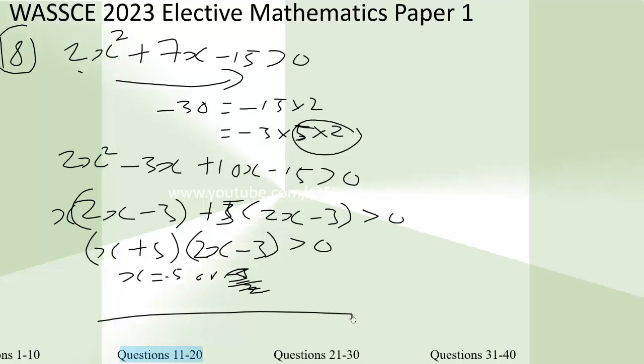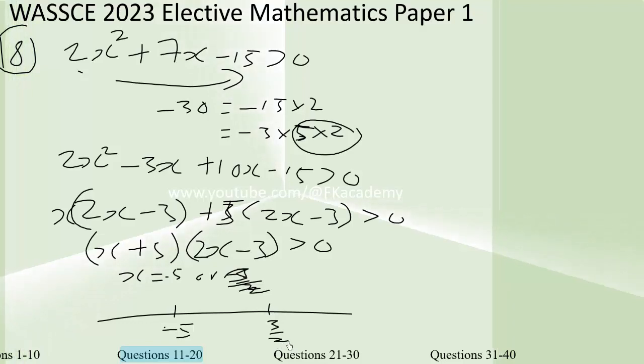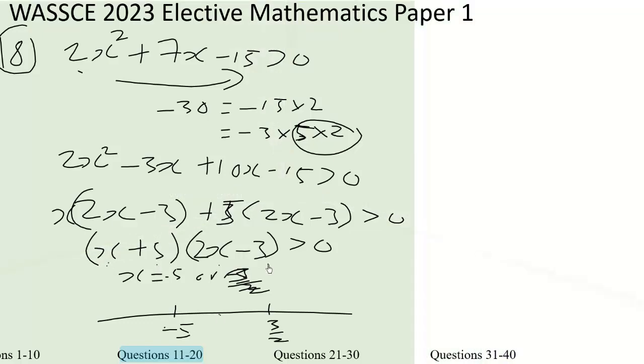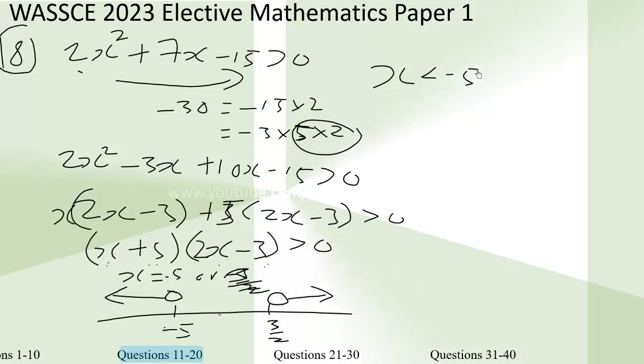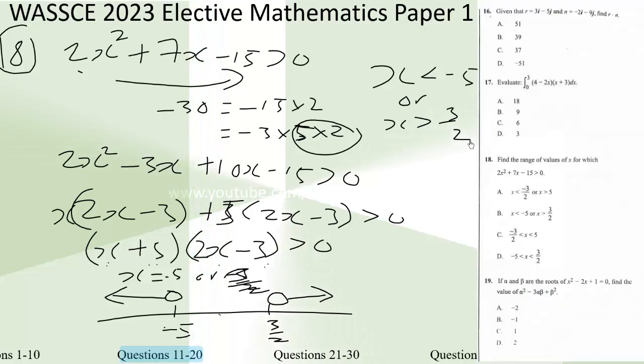So we can just get a number line. We get negative 5 here, then we get 3 over 2 here. So we can pick a number from this region, 0, and test it. When you put 0 here, you get 5. When you put 0 here, you get negative 3. Now negative 3 times 5 will be negative 15, which is not greater than 0. So this region will not be the solution. So x is either less than negative 5, or x is greater than 3 over 2. So the correct answer is option B.